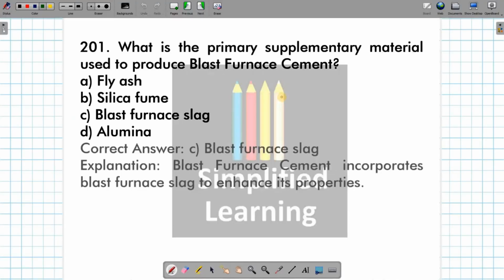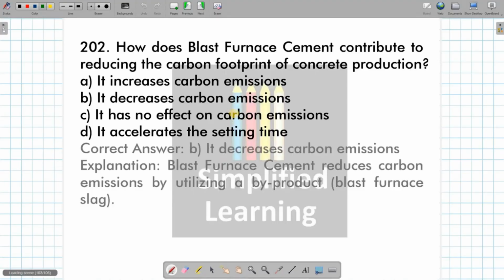Then what is the primary supplementary material for producing blast furnace cement? The answer is going to be blast furnace slag. It is a byproduct of industries, and using this material we are going to enhance the property of cement, as well as reduce carbon emissions. Then how does BFC, that is blast furnace cement, contribute to reducing carbon footprint? We just discussed it. It decreases the carbon emissions, because it is utilizing a byproduct from an industry.